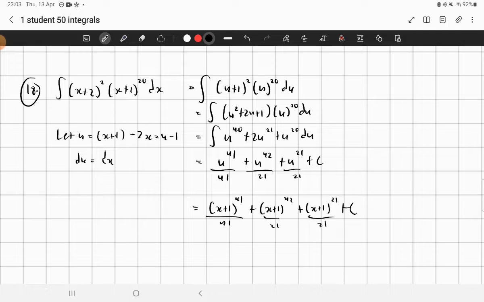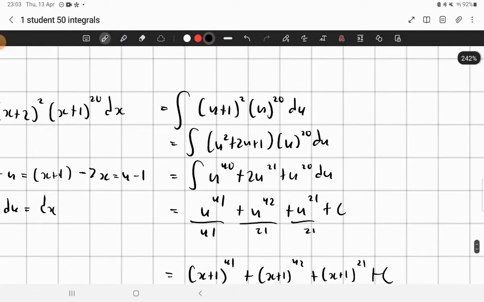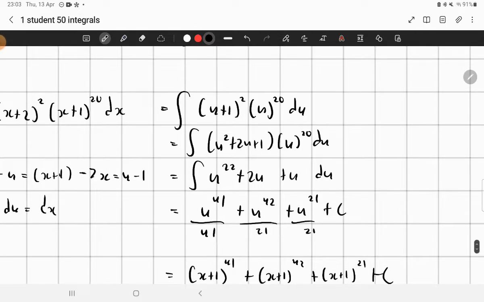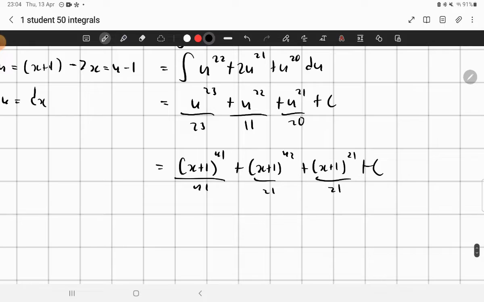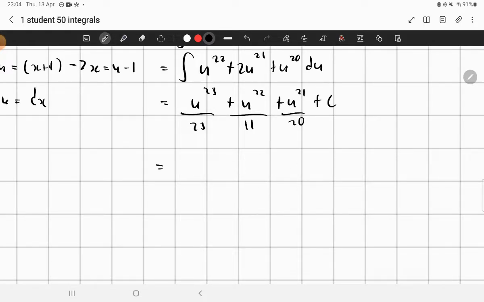Oh man, yeah, I made a mistake here. I explained it wrongly, so sorry. This should be 22, 20, and then 21. So here will be 23 over 23. Let me remove everything. 22 over 11. And then 21 over 20. Wow. Alright. Apologies, my mistake here.